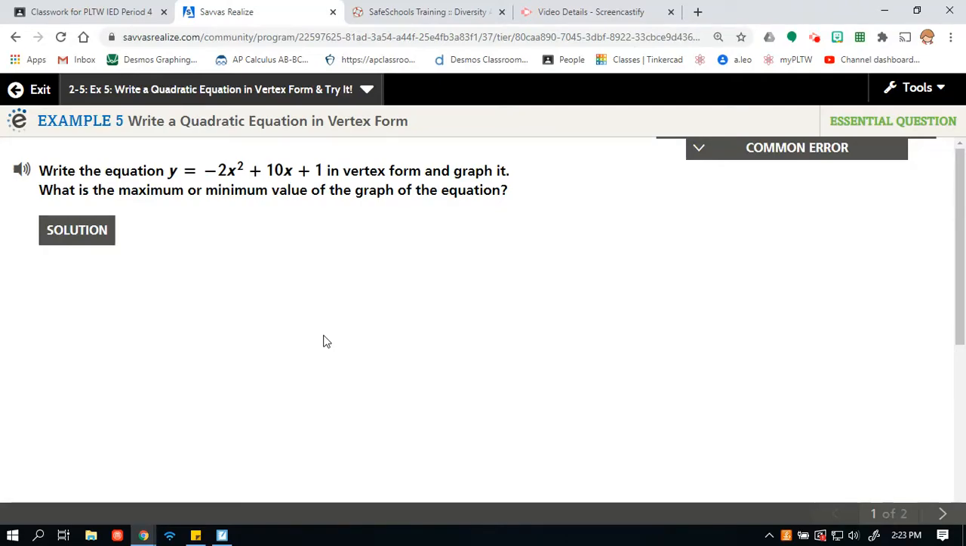This video is going to go over topic 2, lesson 5, example 5, and this one they just throw you right into the lion's den here. They're going to give you an equation and we have to put it in vertex form, and what they did here is they gave us a leading coefficient that's not equal to 1. So my a in my quadratic is not equal to 1. They want us to write the equation of y equals negative 2x squared plus 10x plus 1 in vertex form and graph it. What is the maximum or minimum value of the equation? All right, ready? Let's tackle this.